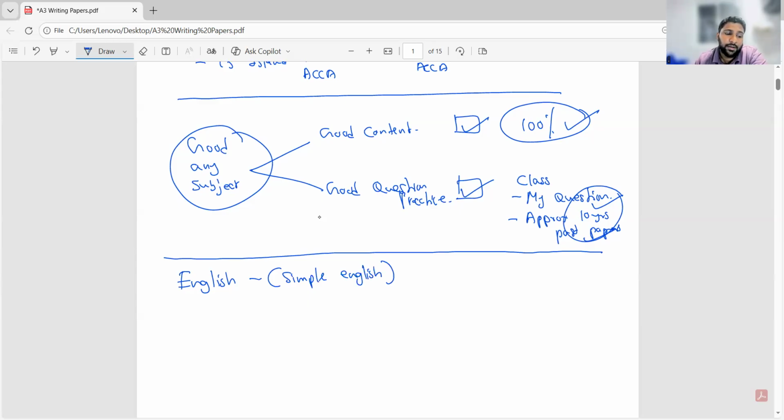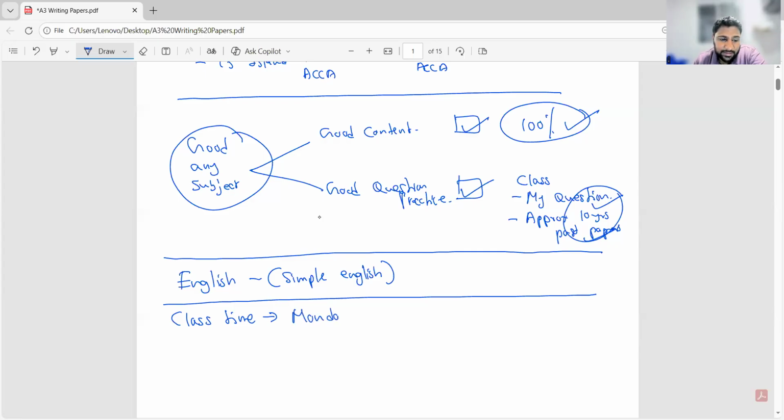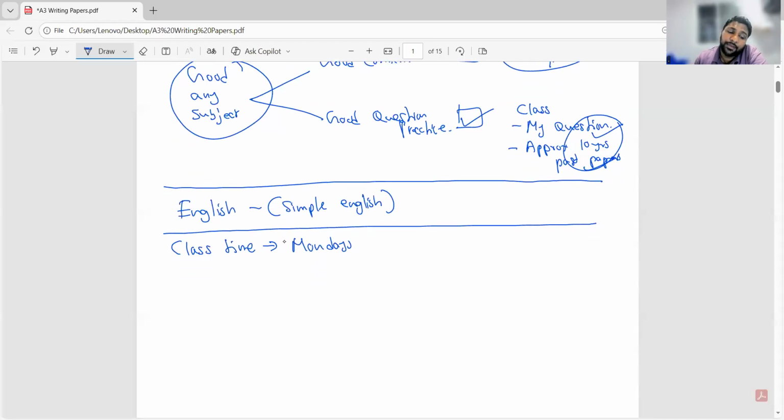Okay. The next point that I want to emphasize is the class time. I have planned to keep the class on Mondays. I will start at maybe 8 to 8:15, somewhere in this period, and it will go till maybe 10 to 10:15. This is the class time that I have planned.